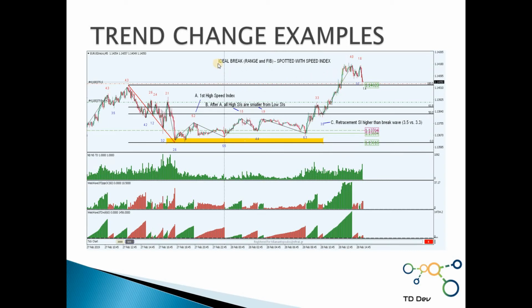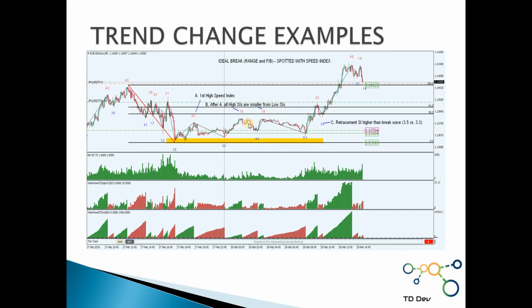This is a perfect example of an ideal break. This is one way to make sure that when the break occurs, it's in the right direction and is not on the false wave. So when we break up, we need to see in the background most of the down waves to have a higher speed index than the up waves.